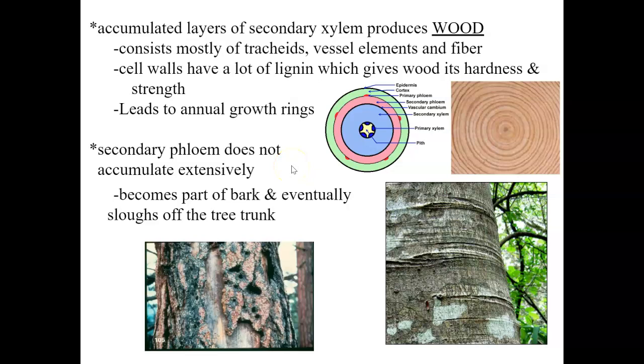Ultimately, it becomes part of the bark and eventually sloughs off the tree and gets slowly replaced by the vascular cambium, whereas the secondary xylem gets a lot more of it made. And so that's why you see so much of the tree stem being that hard wood. It accumulates a lot more over time compared to the phloem.